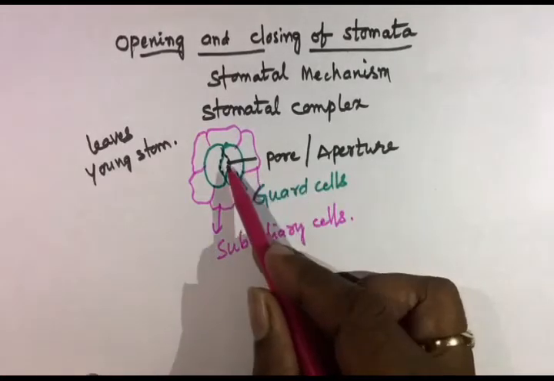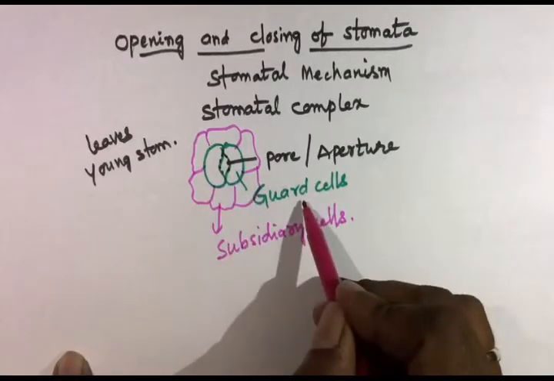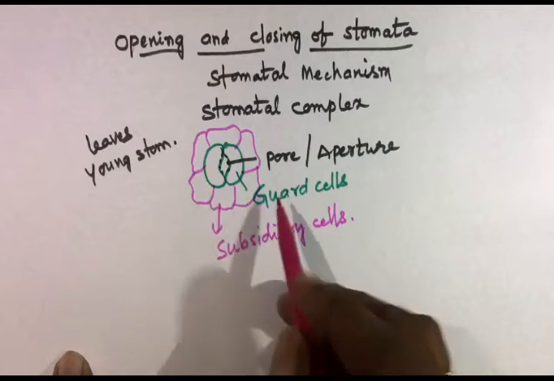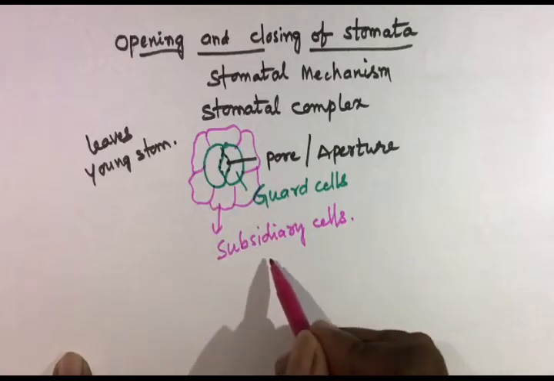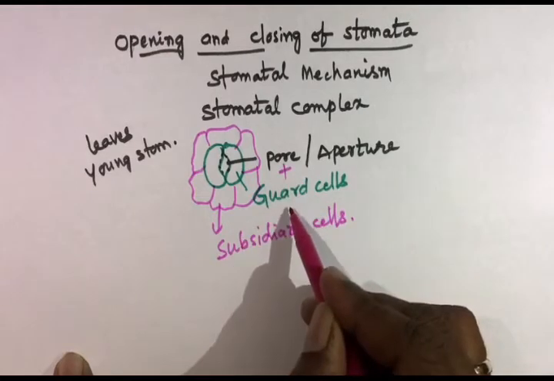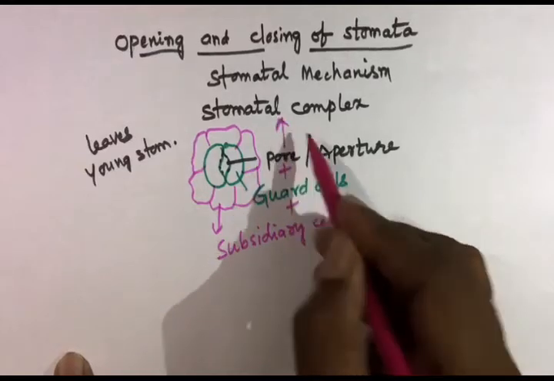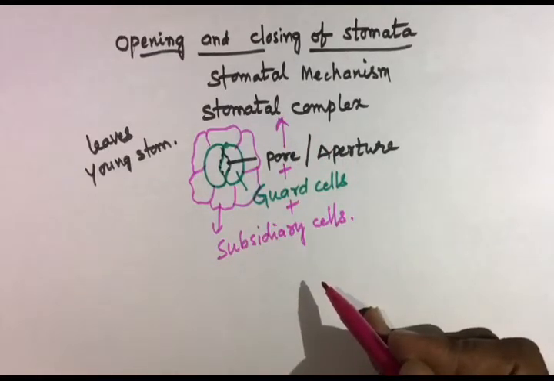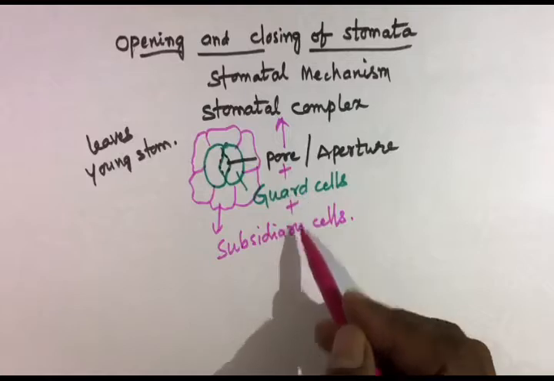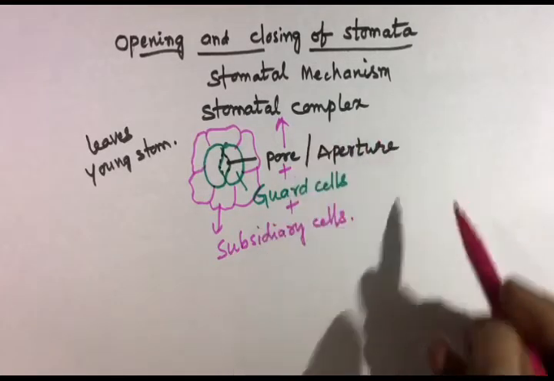So at the center we have the pore, which is surrounded by two guard cells, and the guard cells are again surrounded by epidermal cells, which are called subsidiary cells. The pore and guard cells along with the subsidiary cells are called the stomatal complex.